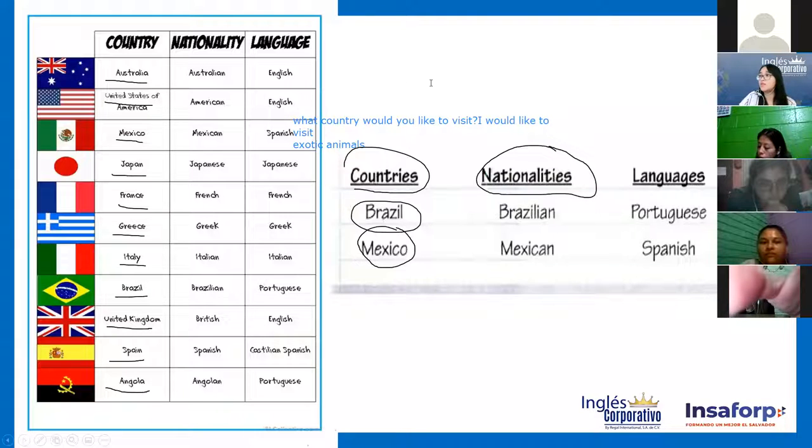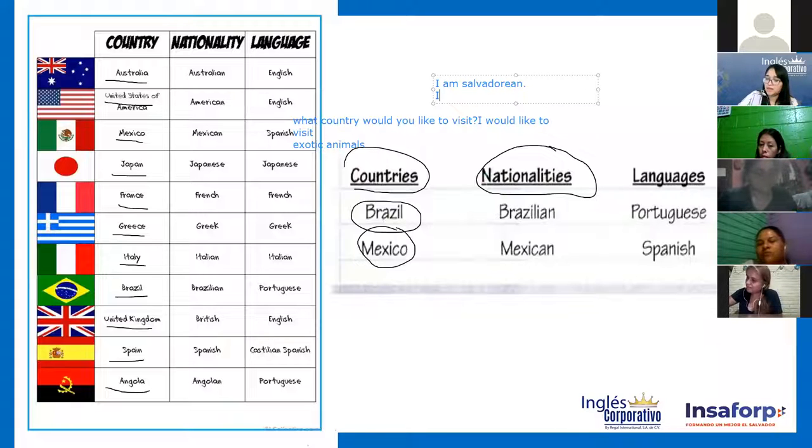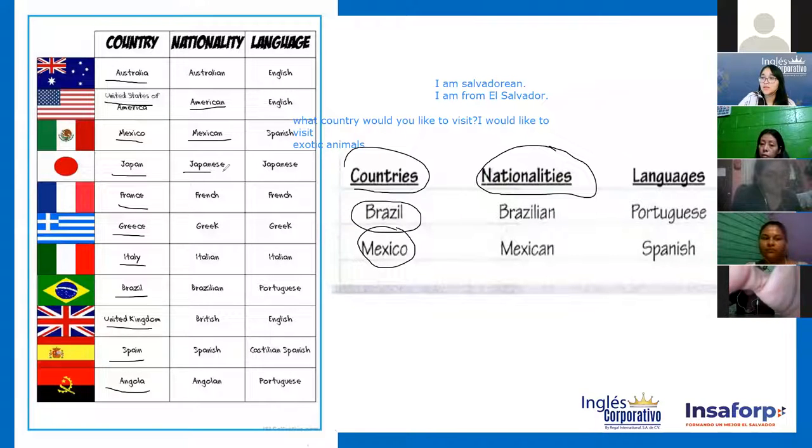Por ejemplo, I am Salvadorian. Yo soy salvadoreña. I am from El Salvador. Yo soy del Salvador. Okay. So we have American, la nacionalidad, right? The nationality: Mexican, Japanese, French, Greek, Italian, Brazilian, British, Spanish, and Angolan. Then we have a language, el idioma. Ellos hablan English, Spanish, Japanese, French, Greek, Italian, Portuguese, and so on.